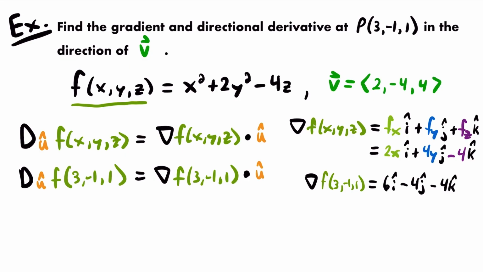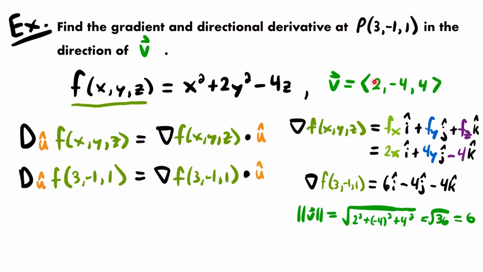Okay, so let's calculate the magnitude. The magnitude of vector v will be equal to the square root of the sum of the components squared, and there are 3 of them. We have 2 squared plus negative 4 squared plus 4 squared. And so 2 squared is 4, negative 4 squared is 16, and 4 squared is 16. So we have 4 plus 16, which is 20, plus 16, which is 36. So we get the square root of 36, which is 6. And so the magnitude is a nice number, but it's not 1, so this vector is not a unit vector.